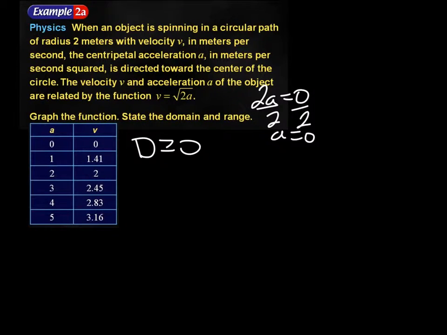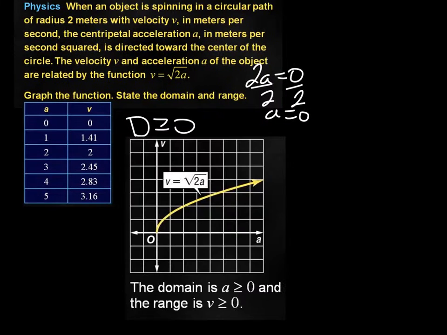And if we substitute values in for a or x in your calculator, they're going to be positive, and so is the velocity. So we can plot points on the graph, and we've got 0, 0; 1, 1.41; 2, 2, that's a nice one; 3, 2.45; 4, 2.83; 5, 3.16. So it doesn't go up very quickly, but it's still going up. So our domain, we can't have any square roots of negatives, so domain a is greater than or equal to 0, and the range is also going to be greater than or equal to 0.